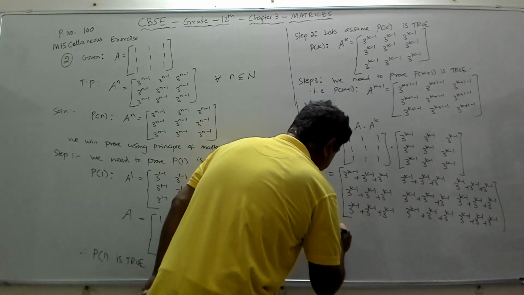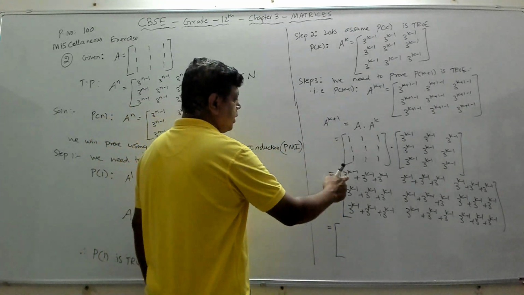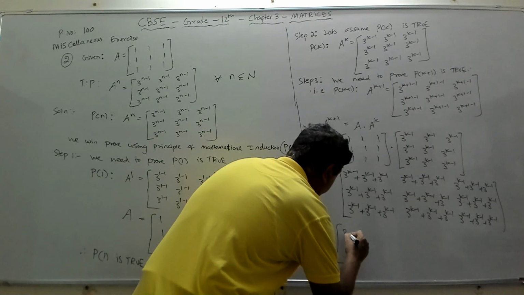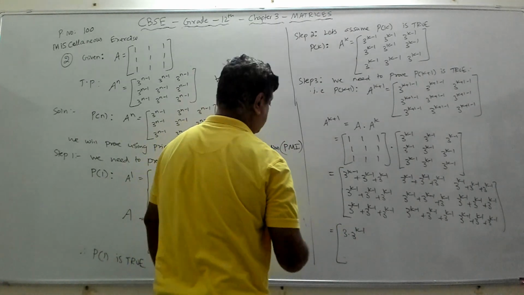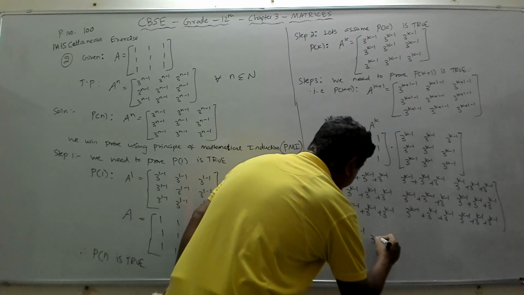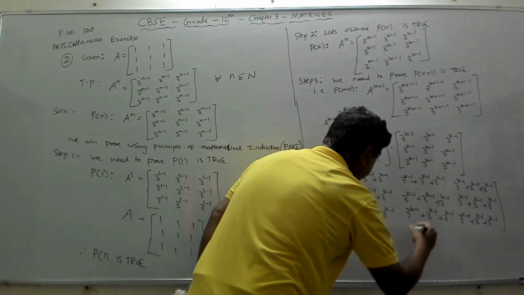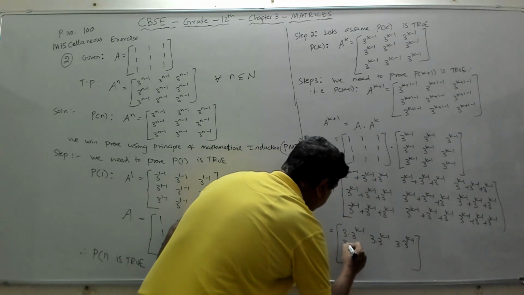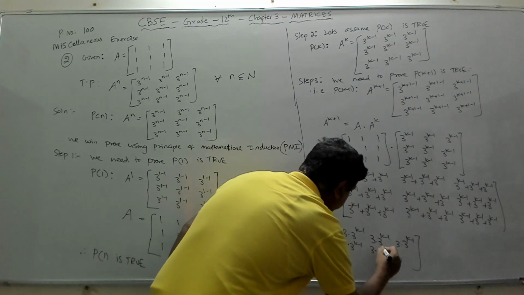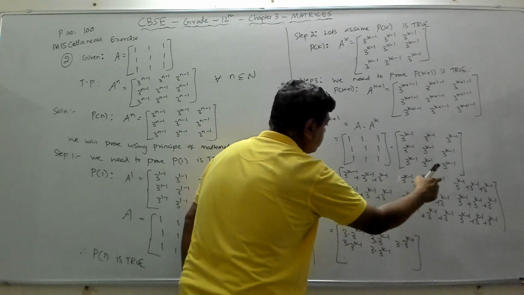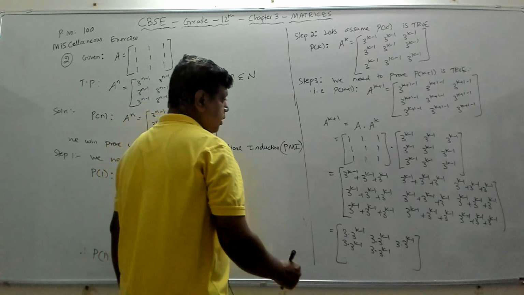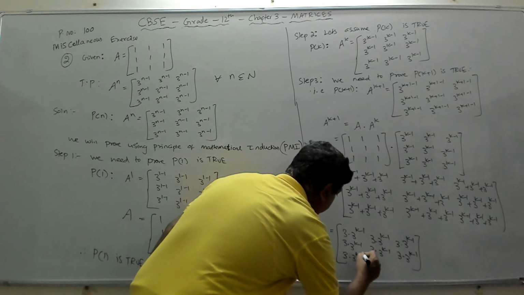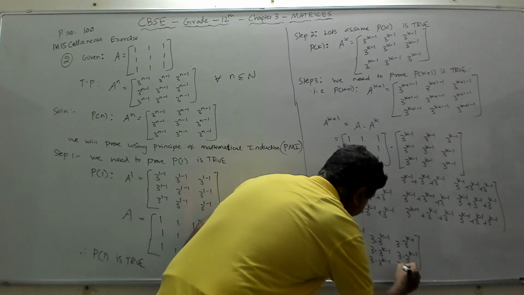Right? So that is equal to what? Now 3 power k minus 1 plus 3 power k minus 1 plus 3 power k minus 1 means 3 times we are adding. So that will become 3 into 3 power k minus 1. Again this will be 3 into 3 power k minus 1, and again in every entry, 3 times 3 power k minus 1.